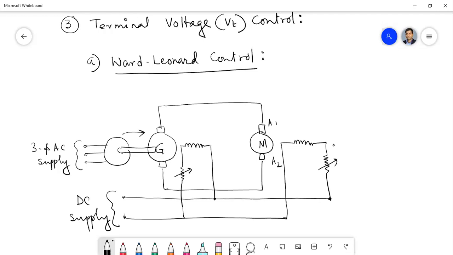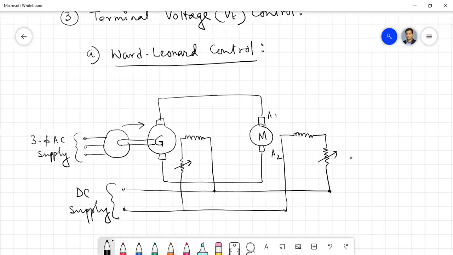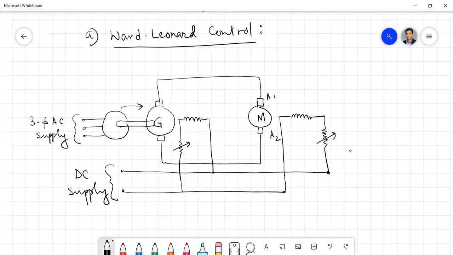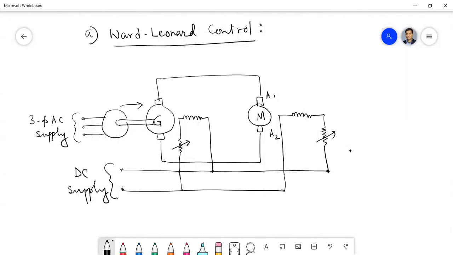So this type of scheme is called the Ward-Leonard system. This particular scheme is well known as the Ward-Leonard system. Okay, so what is the principle of operation of this particular system? Here, this is the motor under control.